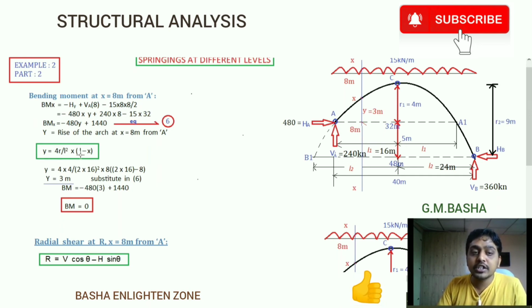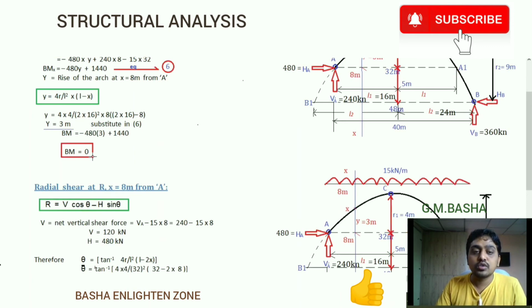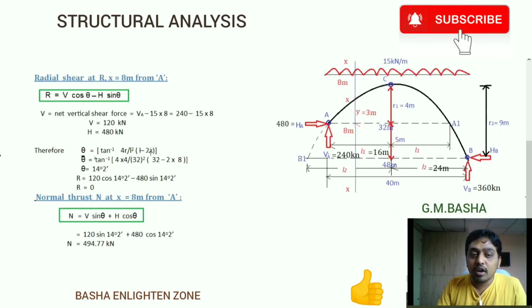Again, differentiation of Lx with respect to x will give only the L term. Again minus differentiation of x square with respect to x means you will get 2x. So differentiating Lx minus x square with respect to x, you will get L minus 2x. So see here, the simplified formula is 4r by L square into L minus 2x after differentiation.